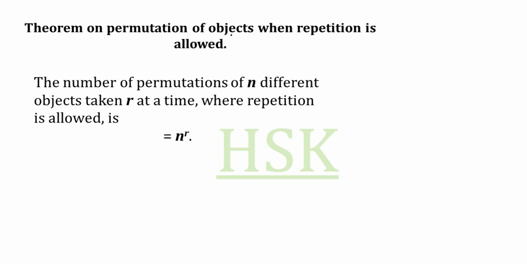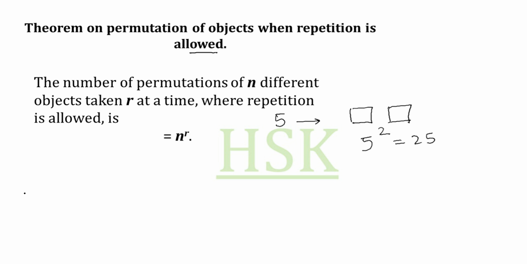Theorem on permutation of objects when repetition is allowed. The theorem is like this: the number of permutations of n different objects taken r at a time, when repetition is allowed, is equal to n to the power of r. So if we have 5 objects and we have to select and arrange 2 objects and the repetition is allowed, this will be equal to how much? 5 to the power of 2. Total number of objects are n, so 5, and we have to take 2 objects, so this will be equal to 5 square, that will be equal to 25.